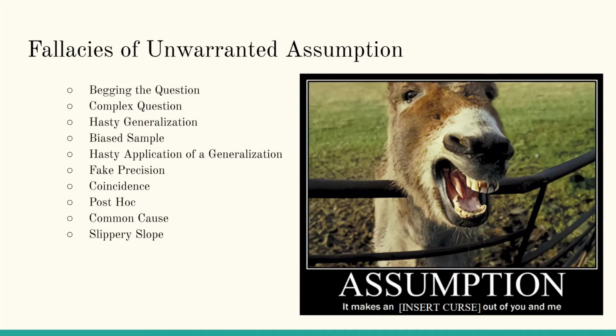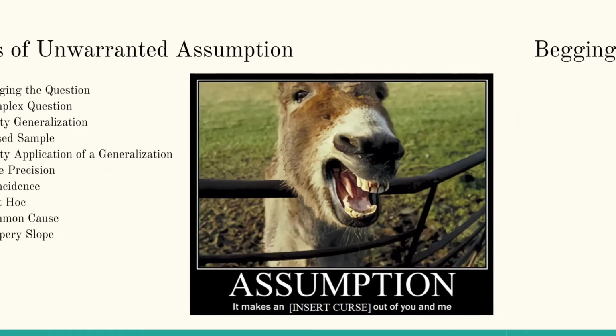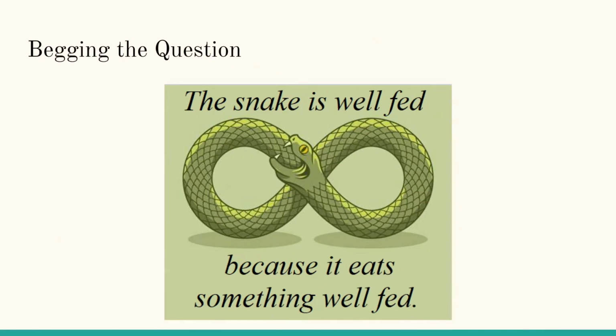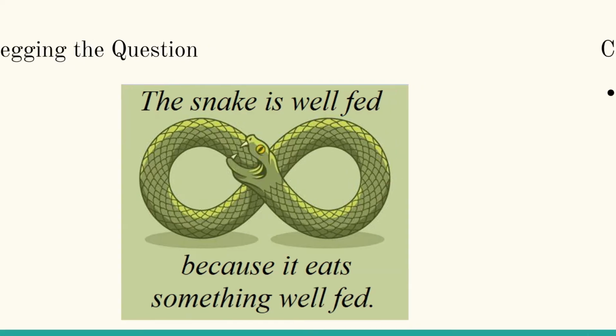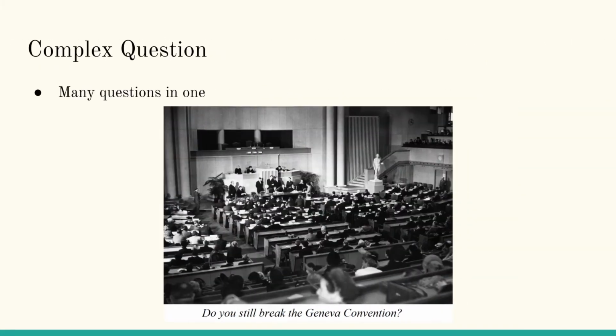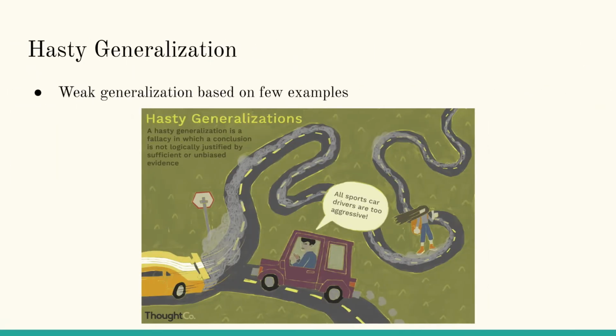Fallacies of unwarranted assumptions occur whenever the truth of a statement is assumed without basis. Begging the question occurs when you assume that the conclusion is true and use that to justify the conclusion. A complex question is when one question contains multiple different questions. A hasty generalization is a generalization based upon a few instances.